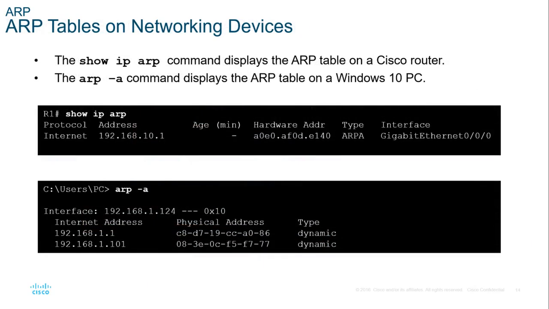To view the ARP table on a network device, you can use arp -a on the PC. Then on the switch or router, you can use show ip arp. So when you look at the switch here, we have this.